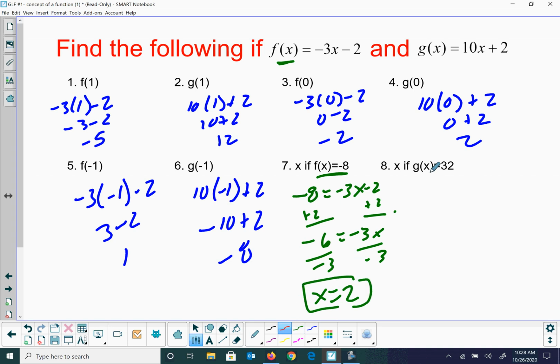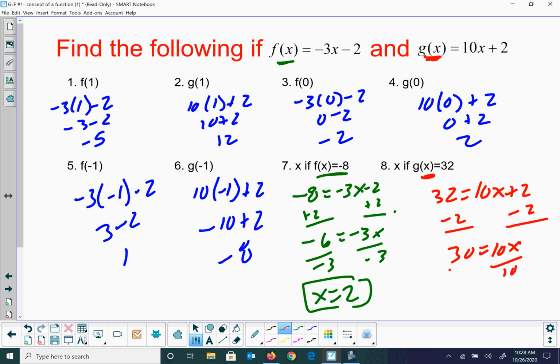And same with this one. We're going to plug this in here. So 32 is equal to 10x plus 2. Subtract 2, subtract 2. So that's 30 equals 10x. Divide by 10. So I find that x is equal to 3. So sometimes you plug it in for where the y value would be, or the function would be, g at, or f at, or whatever letter at.